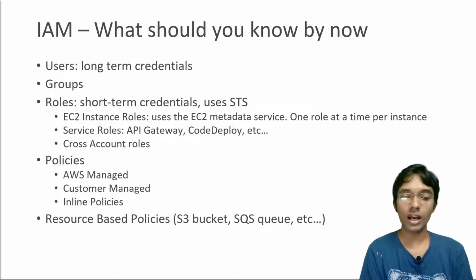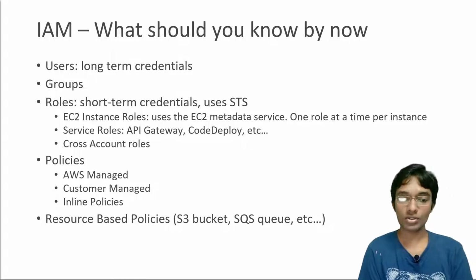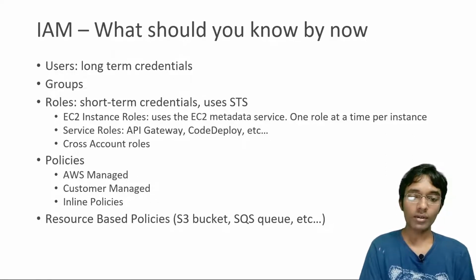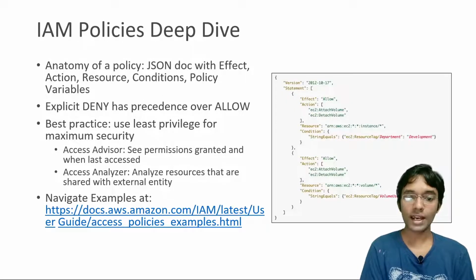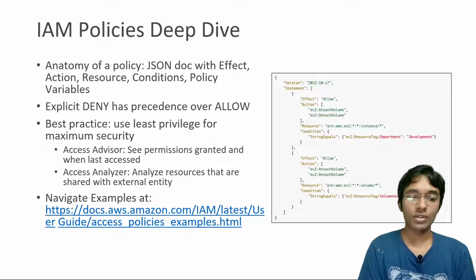So what does an IAM policy look like? Well, first of all, it's a JSON document, and it will have four or five things: effect, actions, resource, conditions, and sometimes policy variables.